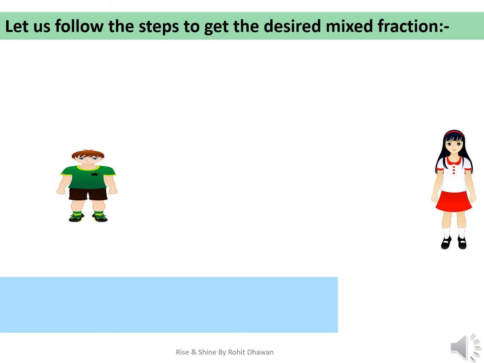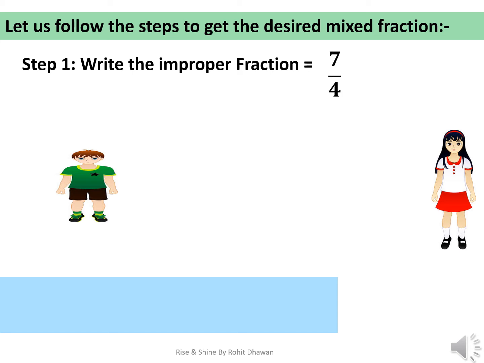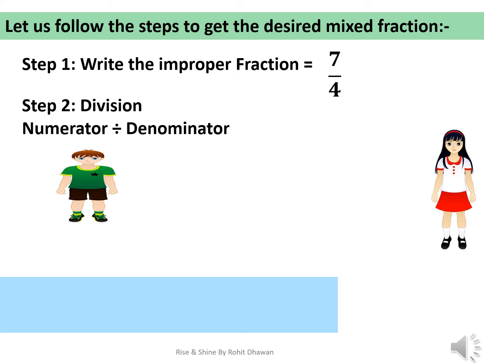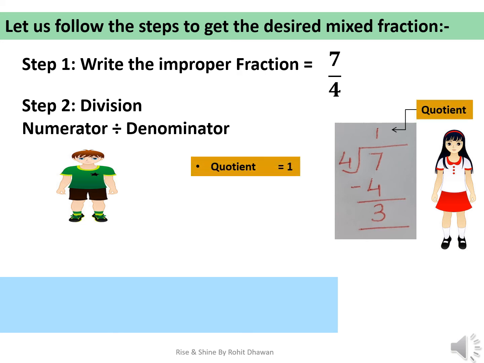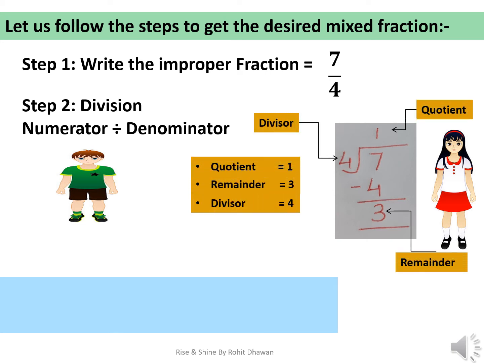Now let us convert an improper fraction into a mixed fraction following these steps. Rohan wanted to convert an improper fraction 7 by 4 into a mixed fraction. Following our steps, we have to write the fraction first. In our case, it is 7 by 4. The second step is to divide the numerator by the denominator to get the required quotient, remainder and divisor. On dividing the numerator 7 by the denominator 4, we get quotient 1, remainder 3 and divisor or the denominator will remain the same as 4.